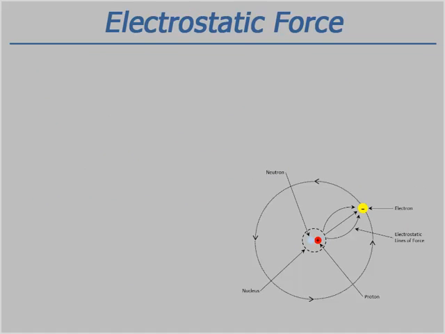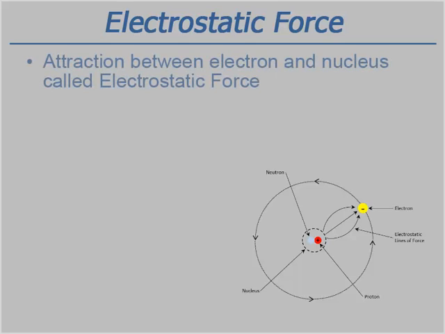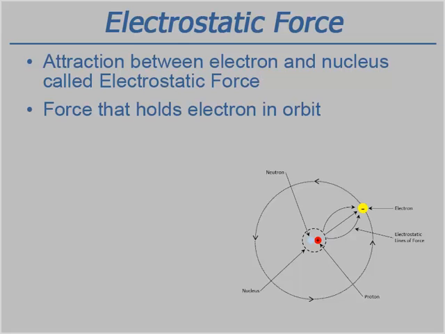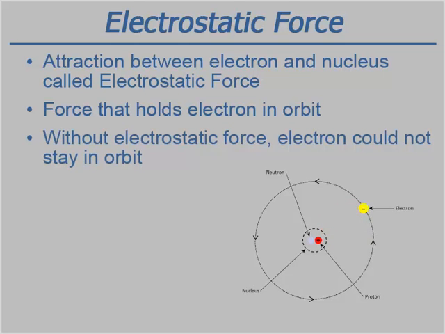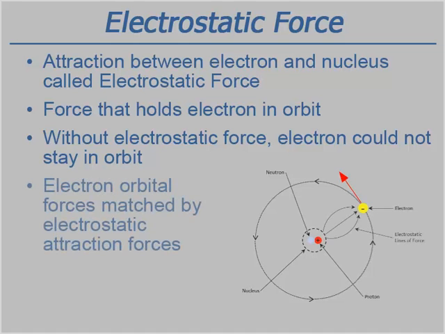One of the mysteries of the atom is that the electron and the nucleus attract each other. This attraction is called electrostatic force, the force that holds the electron in orbit. This force may be illustrated with lines as shown in the diagram. Without this electrostatic force, the electron, which is traveling at high speed, could not stay in its orbit. The electron orbital forces are matched by the electrostatic attraction forces.